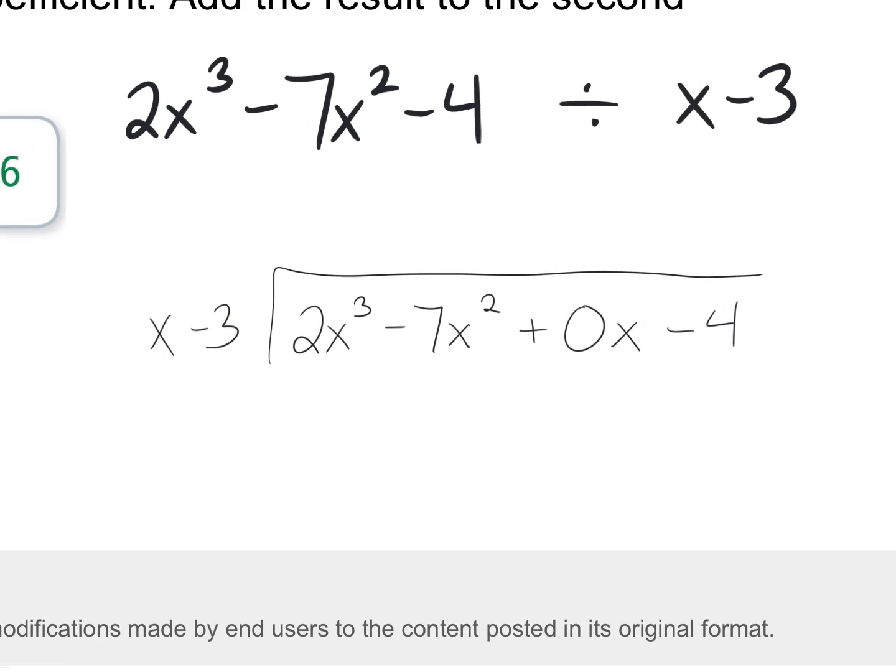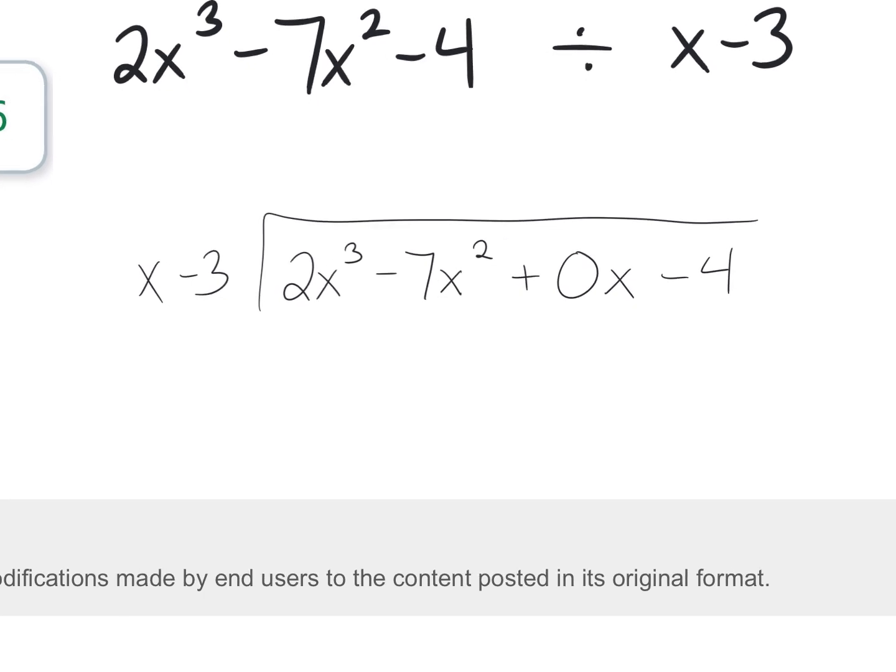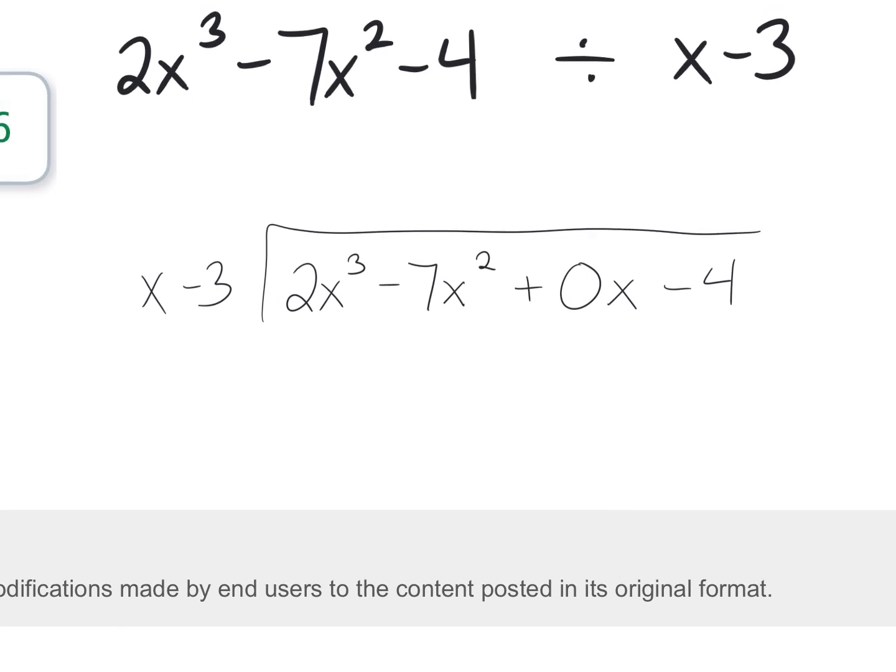Now, looking at this problem here, let's review long division. In long division, I want to ask myself, how can I turn x into 2x cubed? What do I need? 2x squared. I need a 2 and I need an x squared. What do I do from here? I'm going to take 2x squared times x first. Multiply by both. What do we get? 2x cubed. And then 2x squared times negative 3. Negative 6x squared.